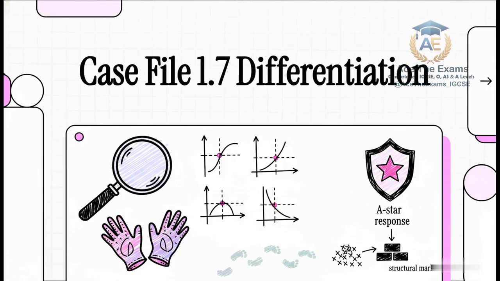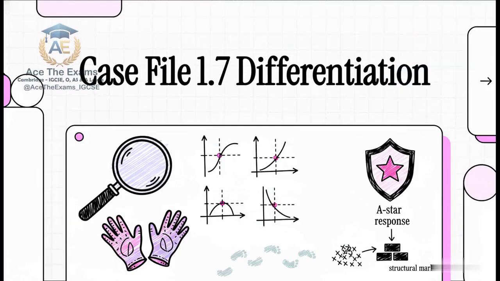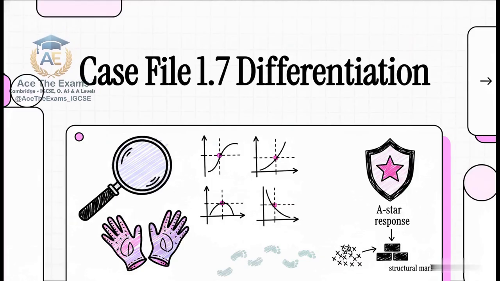Step under the yellow tape and welcome to the CSI Cambridge exam room. I'm your lead detective, and today we're cracking open Case File 1.7, Differentiation. Specifically, we're zeroing in on stationary points and their nature.